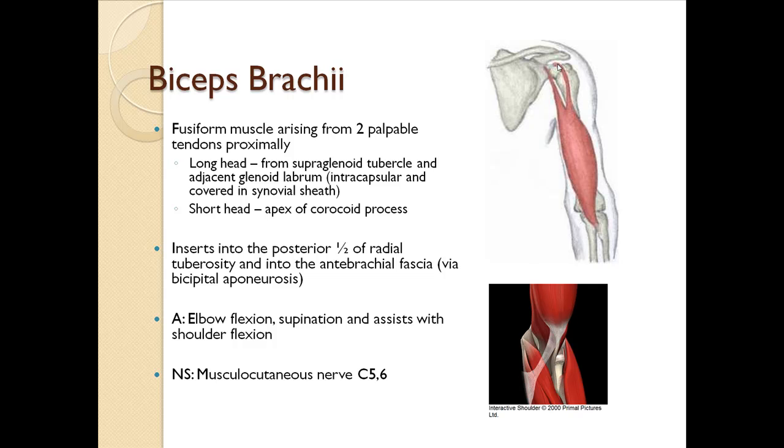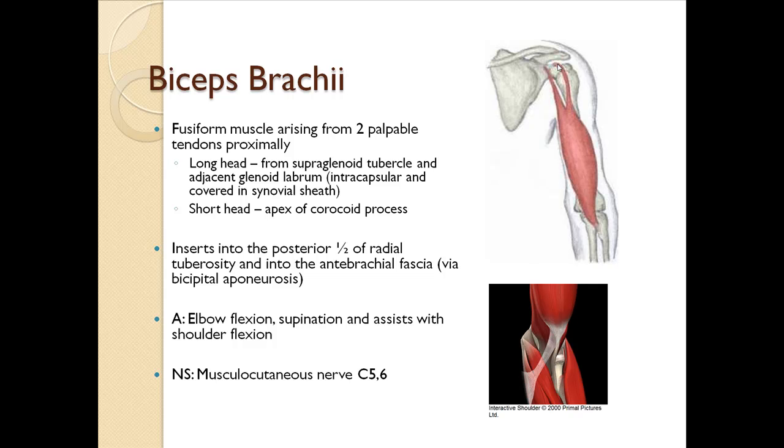It's the course of the long head of biceps as it goes up and over the head of the humerus and underneath the coracoacromial arch that makes it prone to impingement. As it passes up to its proximal attachment, the long head of biceps is encased in a double layer of synovial membrane. Irritation of this synovial membrane is not at all uncommon.